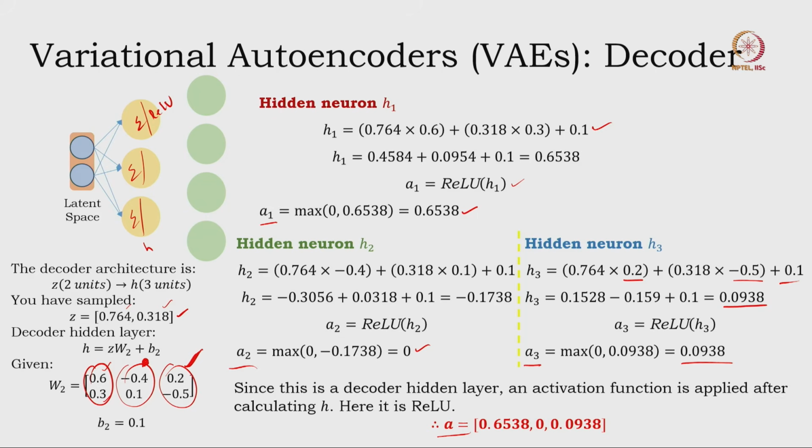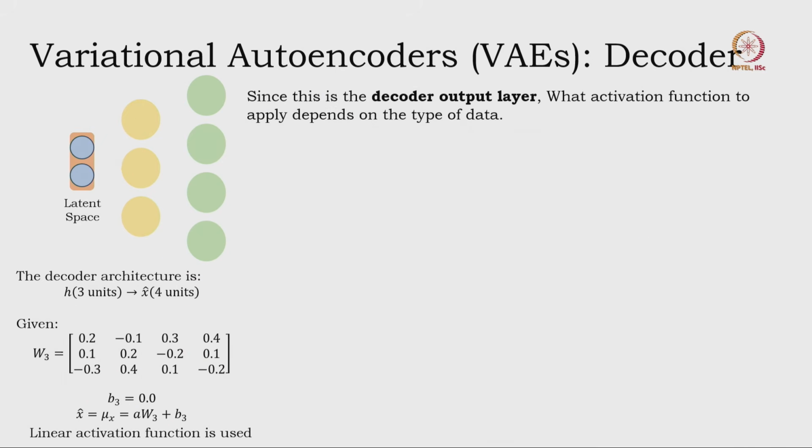What is the next step? From here you have to go to this layer. This is the reconstruction 1. Now let us look into that part. Since this is the decoder output layer, what we are discussing is this particular layer. This is the decoder output layer, which means you have to use an activation function.